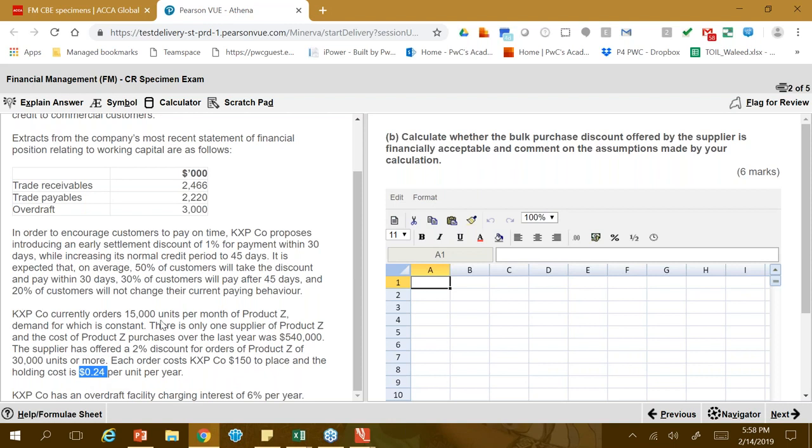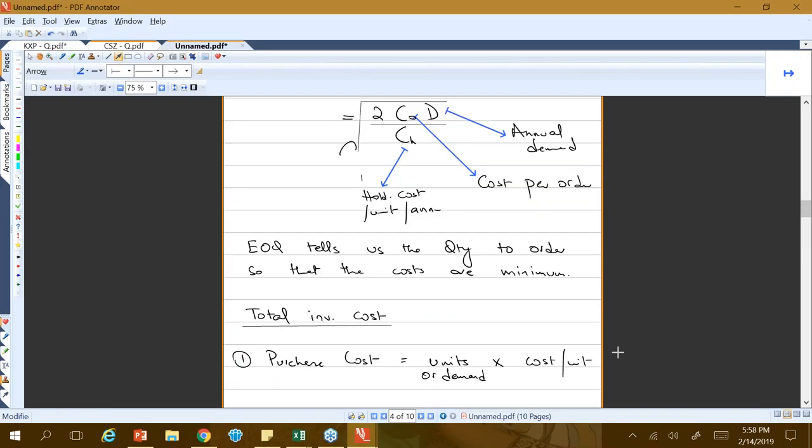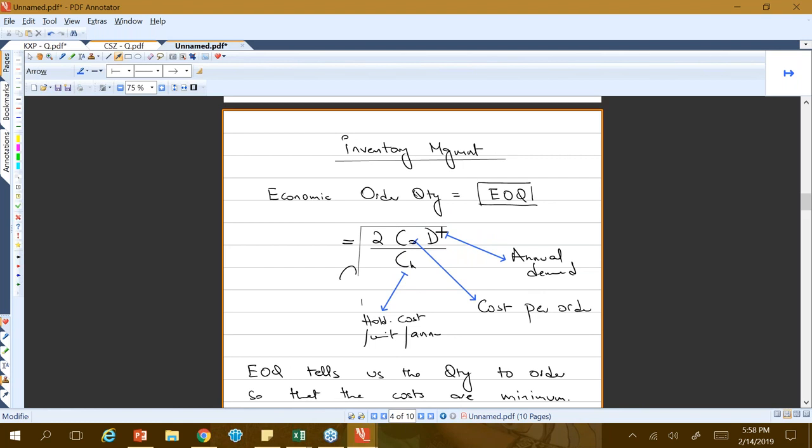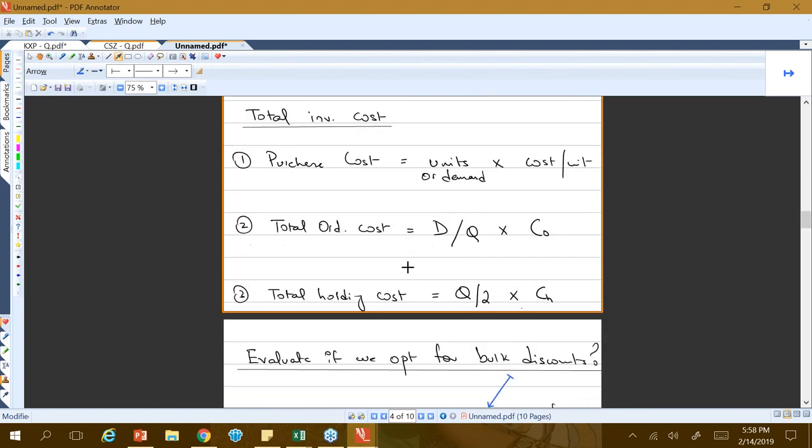Now, before I do this one, can I take your attention and revise how to work out the EOQ? The square root of 2 CO D over CH. We have the CO, we can work out the annual demand, and then the CH. And once this is done, there is a key calculation: working out the total inventory cost, which is the purchase cost, total ordering cost, and total holding cost. So remember these calculations: D over Q times CO, and Q over 2 times CH.